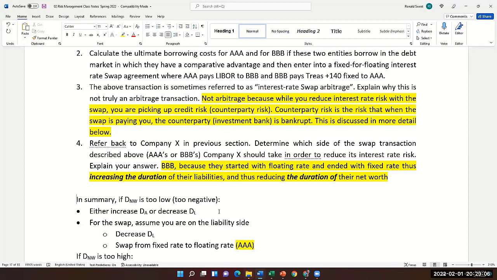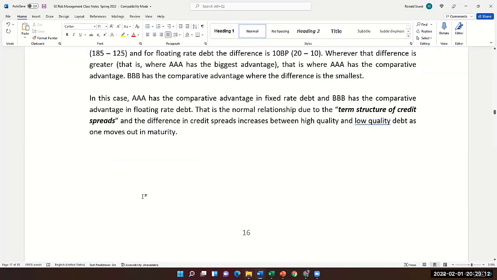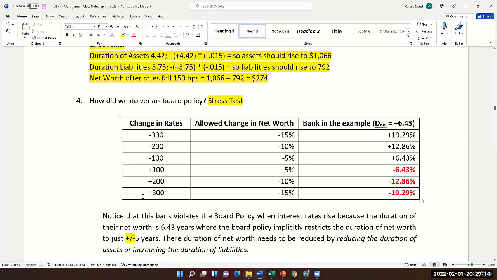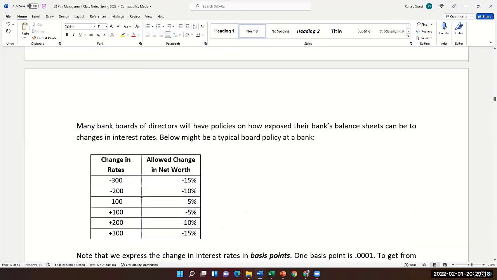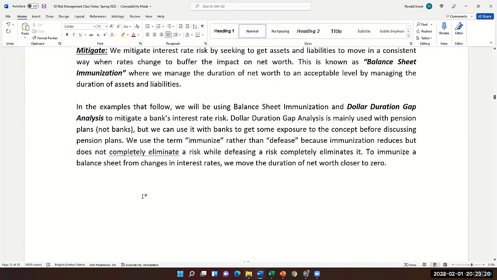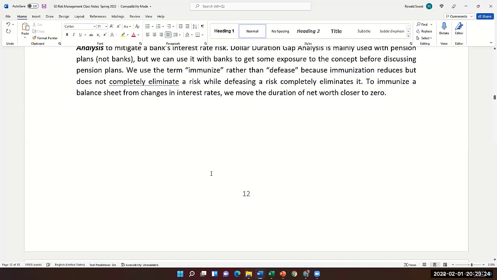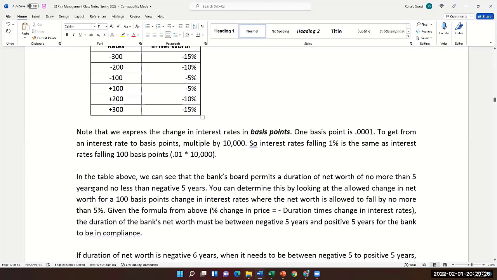We're going to work another one so you can get some practice. But let's go back to the very, very first part I skipped before and see if this now makes a little bit more sense. I am going to do dollar duration gap quickly here.